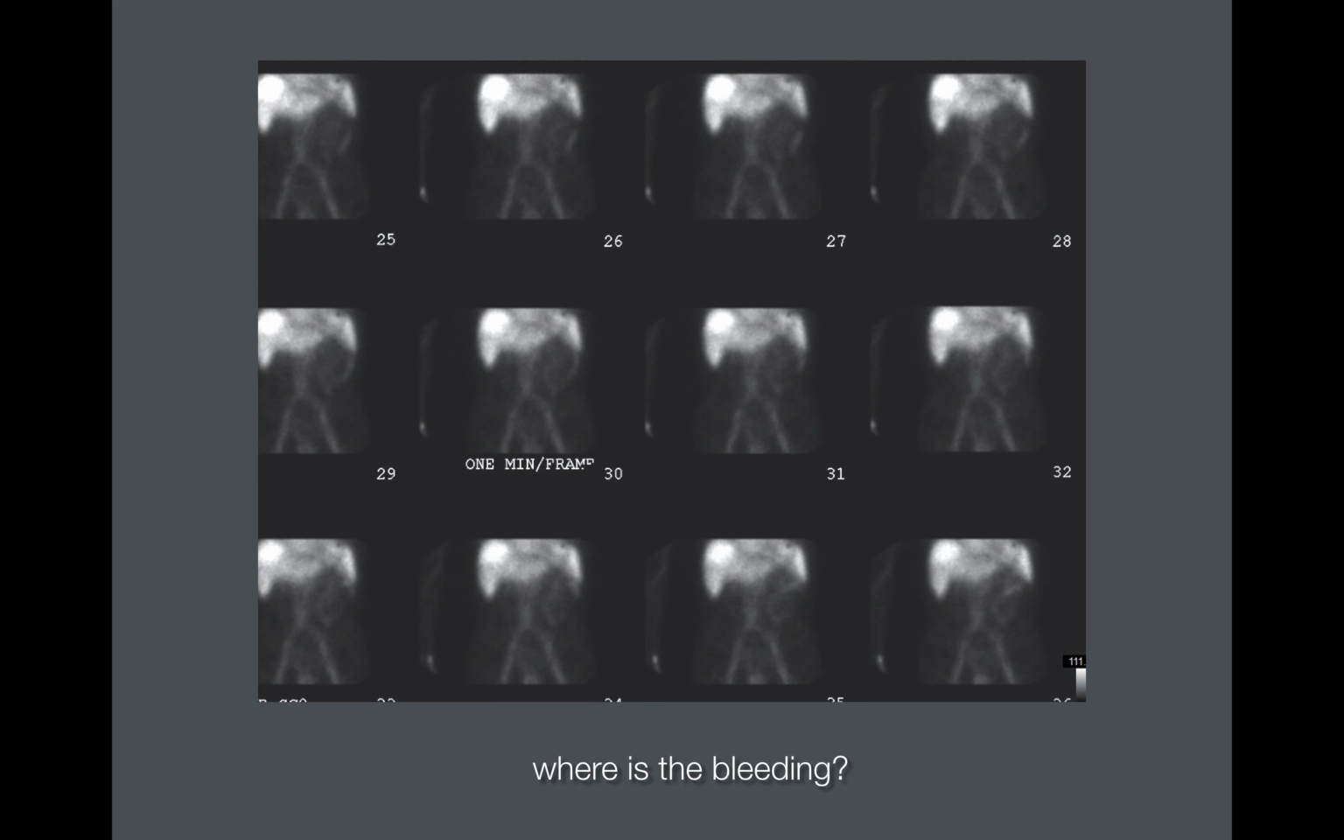Okay. I'm sure all of you identified this faint activity in the left upper quadrant, and we can see that it doesn't seem to follow the course of the colon when we look at all of the images from 25 to 36. However, again, on the cine images, it would have been much easier to see the jumping activity that is very typical for small bowel. Okay, how about this case? Where is the bleeding?